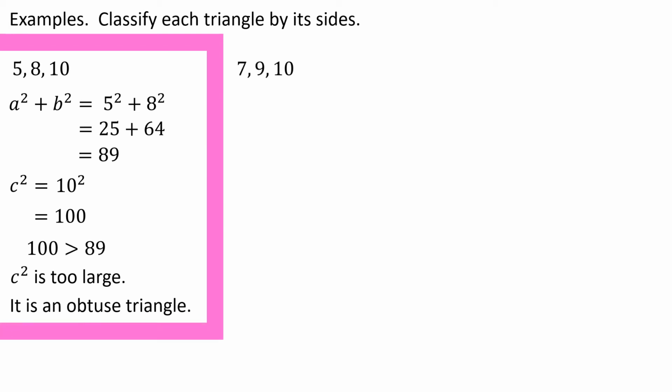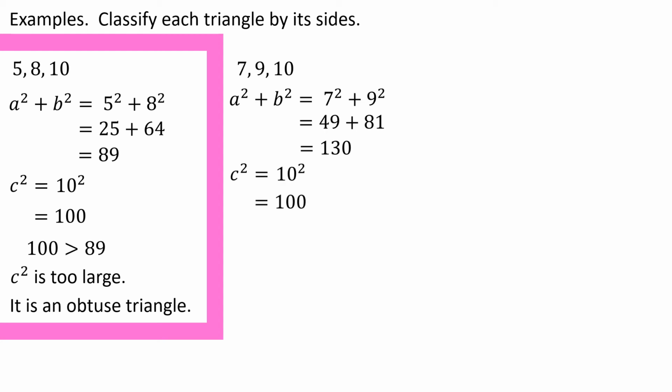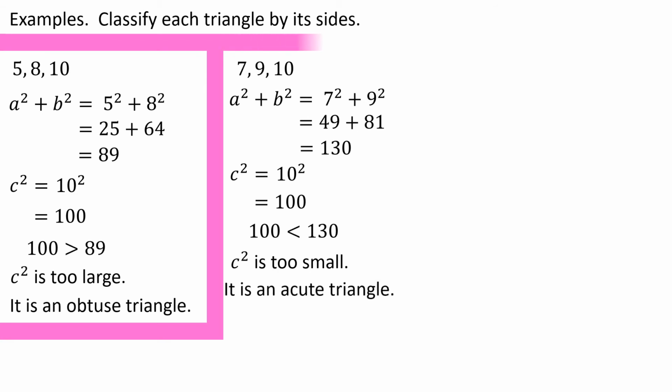Let's get another set of sides here. Okay, again, what is A squared plus B squared? Well, let's plug in the 7 and the 9. 130. What is C squared? Let's see, what is 10 squared? Oh my goodness, what a shock, it's 100 again. Hey, this time 100 is too small. C squared is too small. So what kind of angles are the small ones? Those are the acute. So we're looking at an acute triangle there.